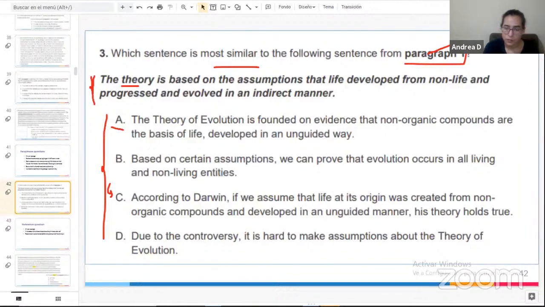Because of the assumptions that are making. There are some words that are similar, kind of. You mean these assumptions and evidence? No, about C. Some unguided manner and indirect manner. Okay, yeah, that does make sense. But why not A? And why C?